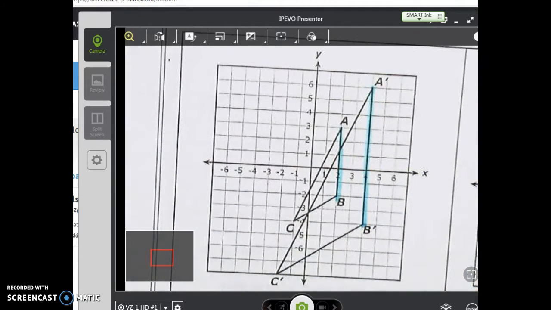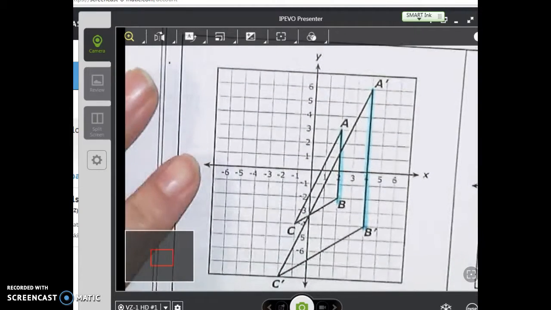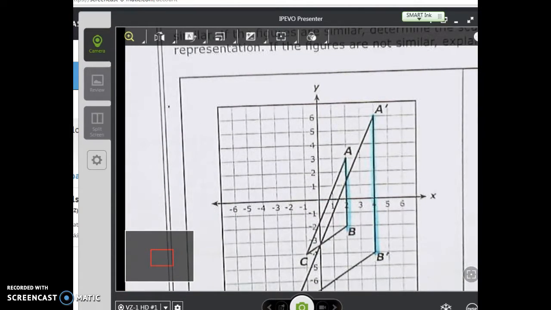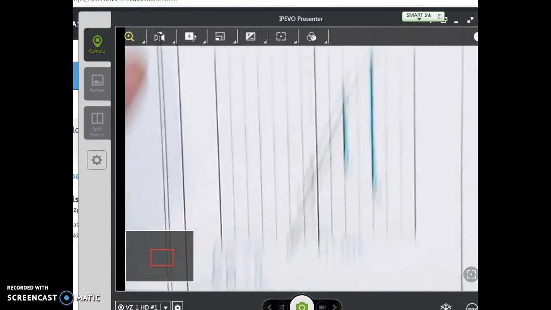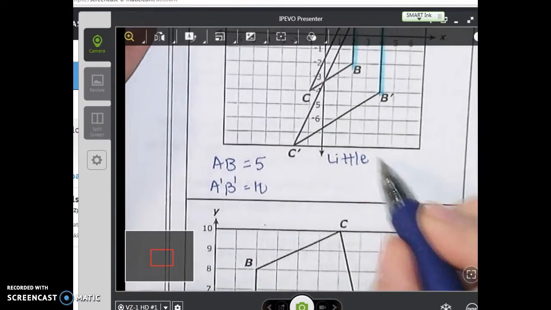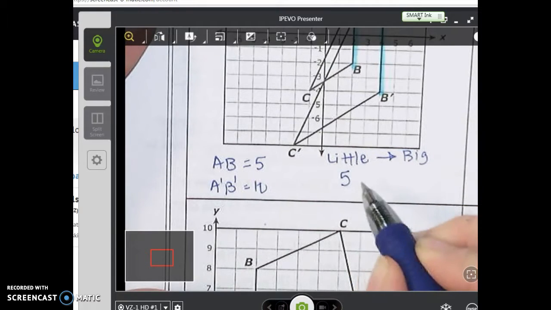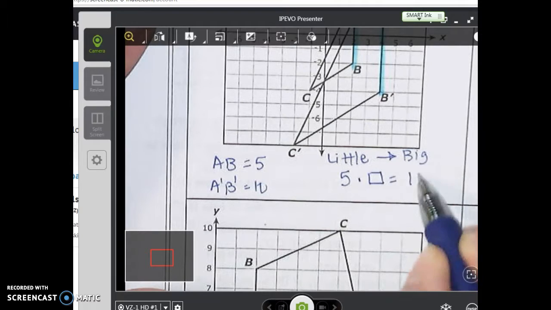Now, if you stop the screen for a second, count those, you'll see a pattern. Now, what is the length of AB? The length of AB is, and yes, you're right, 5. What is the length of A prime, B prime? And yes, again, 10. Now, here's my question to you. If you're going from little to big, so you're saying the little number is 5 times something makes 10.